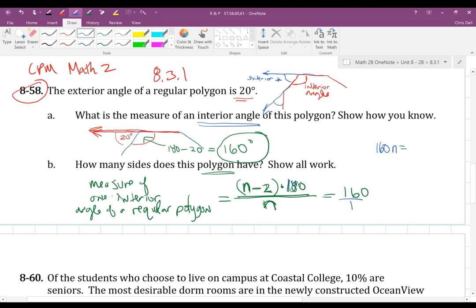And then I can distribute this 180, so it becomes 180n minus 360. So I distributed the 180, and I also cross multiplied, or multiplied both sides by n. To get my n, then finish solving this, I subtract 180n from both sides. I want to isolate my n value. So I have negative 20n is equal to negative 360. Divide both sides by negative 20. n is going to equal 18. Yeah, n is 18.